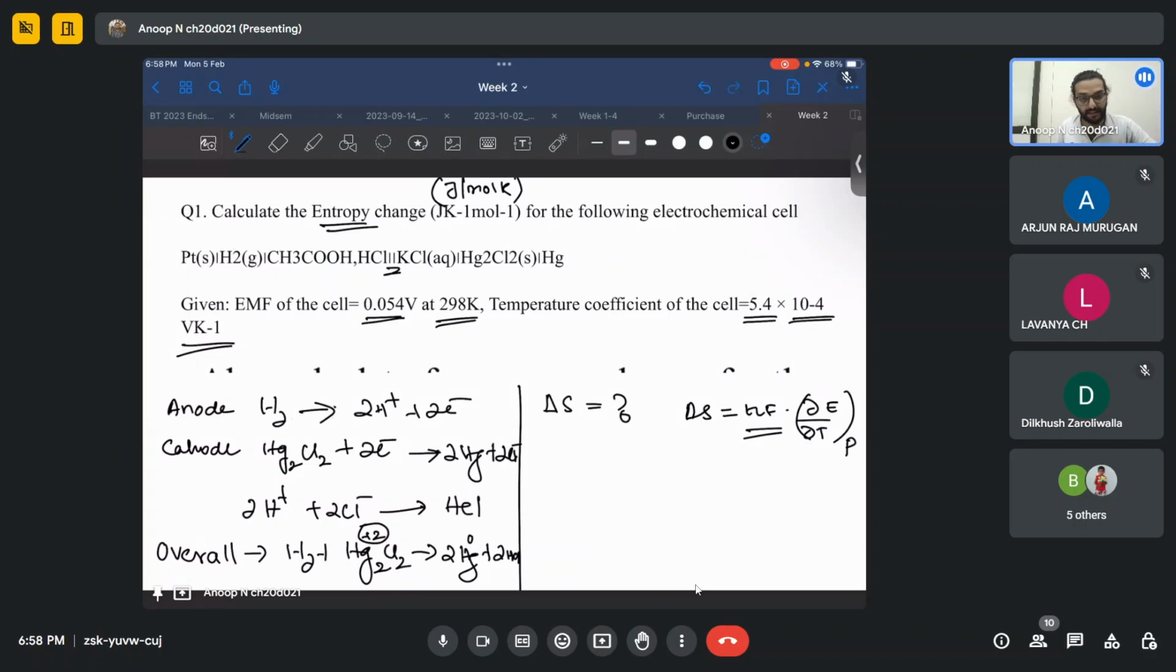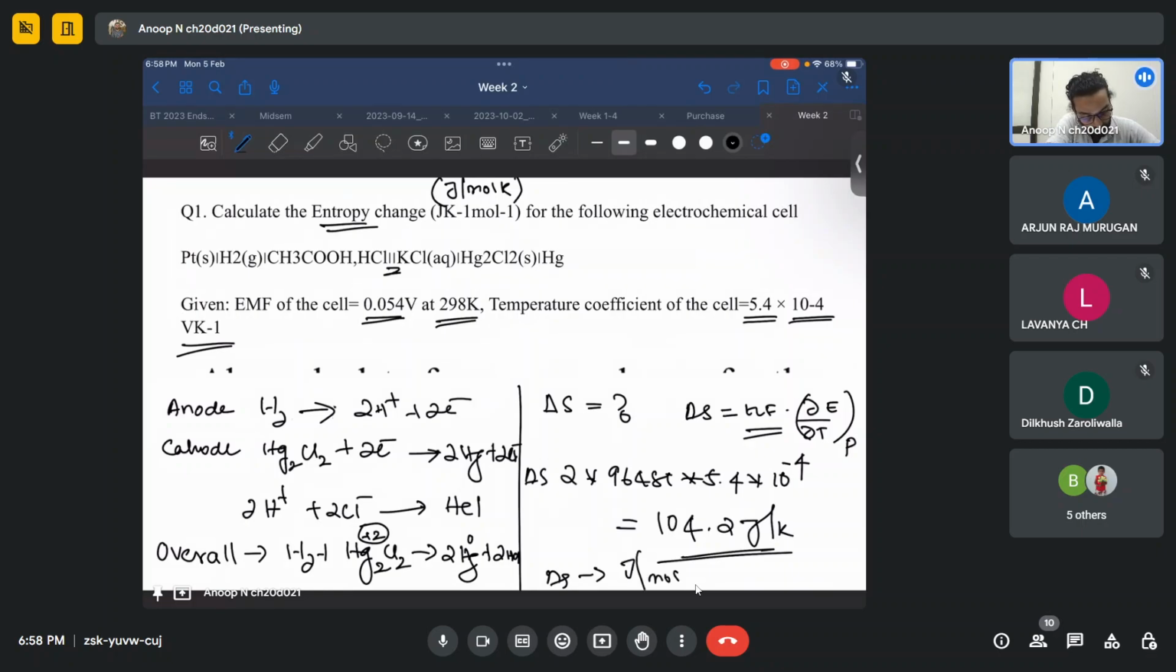Here you can see dE/dT has a unit of volt per Kelvin. So that value is given. So you can directly substitute, it is a 2 electron process. So delta S is equal to 2 into 96485 into 5.4 into 10 raised to minus 4. So the answer will be 104.2 joule per Kelvin. Usually entropy we write delta S with unit joule per mole Kelvin, but here we have taken moles also, so we will say joule per Kelvin.